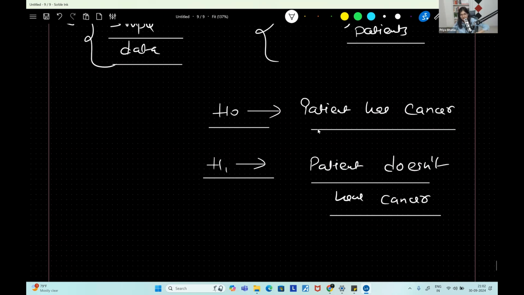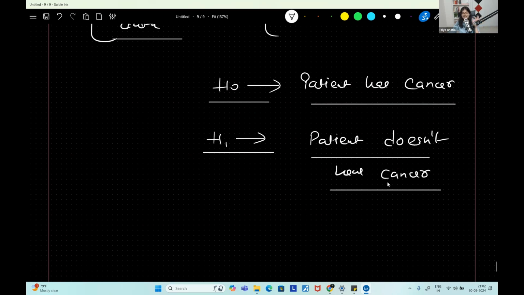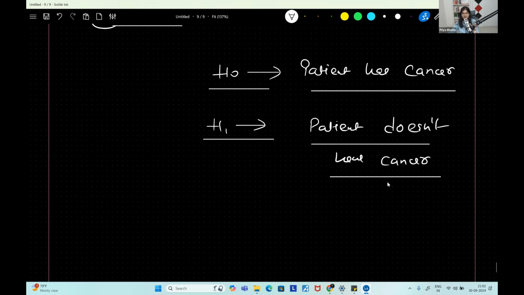So null is the patient is suffering from cancer. Alternate is the patient doesn't have a cancer problem. That is something with which we will start our assumption. Now, what will happen? This is task number one.